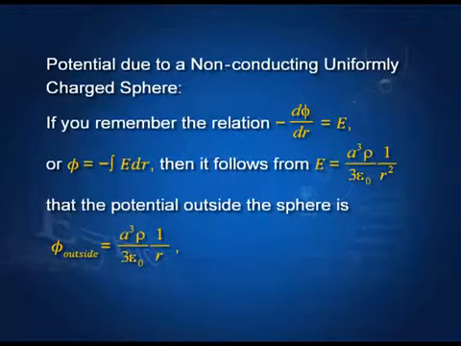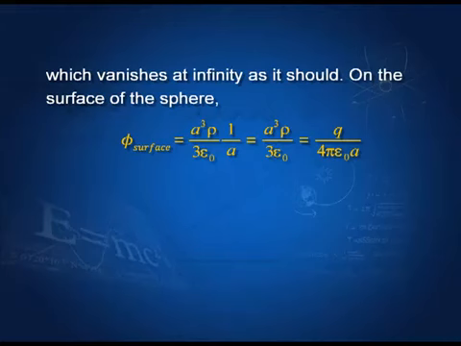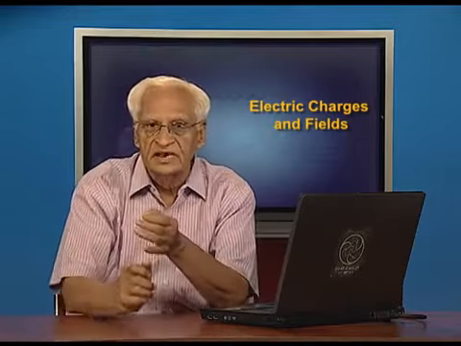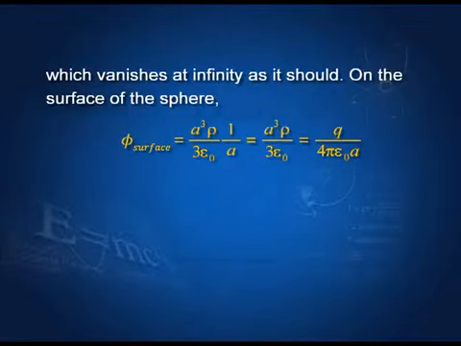Remember, for a point outside, the sphere acts as a point charge at the center of the sphere, and this vanishes at infinity. We know that on the surface of the sphere, if I put r equal to a, phi surface is a cubed rho by 3 epsilon 0 into 1 by a, so it is a squared rho by 3 epsilon 0. If I substitute the value of rho, I will get q by 4 pi epsilon 0 a. You know already that at a point at distance a from the center of the sphere, the potential is given by q by 4 pi epsilon 0 times a.